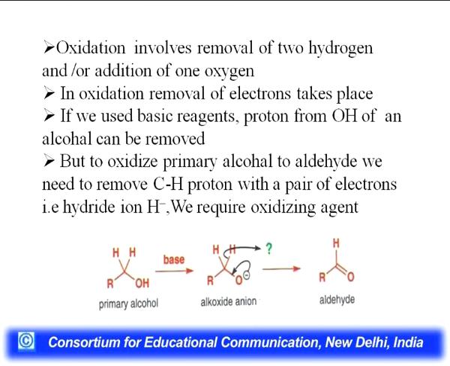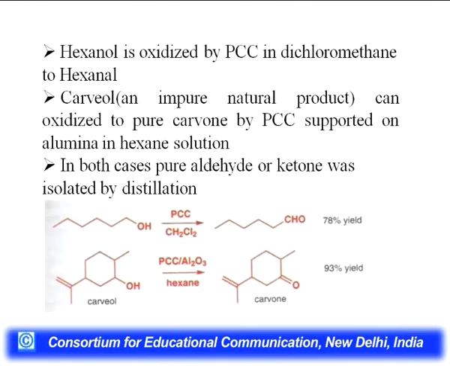For this we require an oxidizing agent. You can see in the reaction that with primary alcohol a base can abstract only a proton, but if we take an oxidizing agent then it can convert primary alcohol to aldehyde. For example, hexanol is oxidized by PCC, which we will discuss later, in dichloromethane to hexanal.